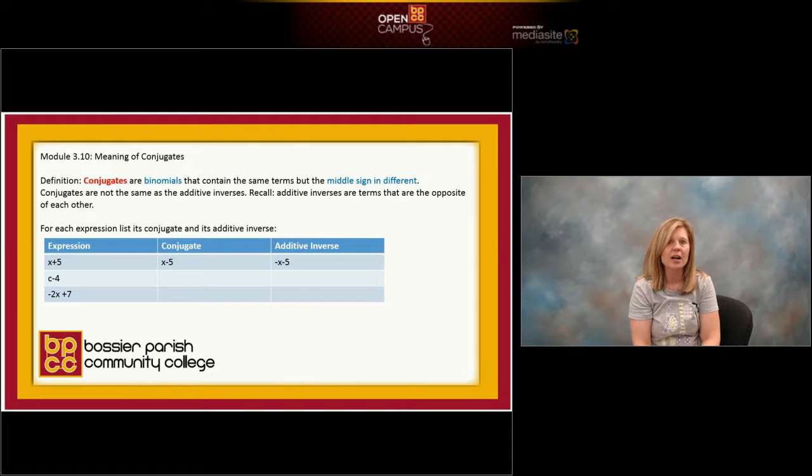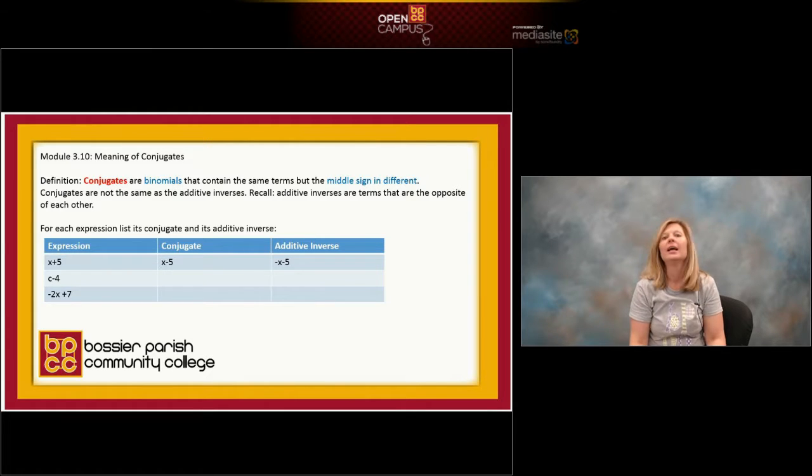The first shortcut's going to have to do with a new vocabulary word. And our new word for the day is conjugate. Say it with me, conjugate. And you're going to hear that word throughout algebra. Now, the word conjugate always gets confused with the word additive inverse we've already discussed. So let's make sure we understand the difference.